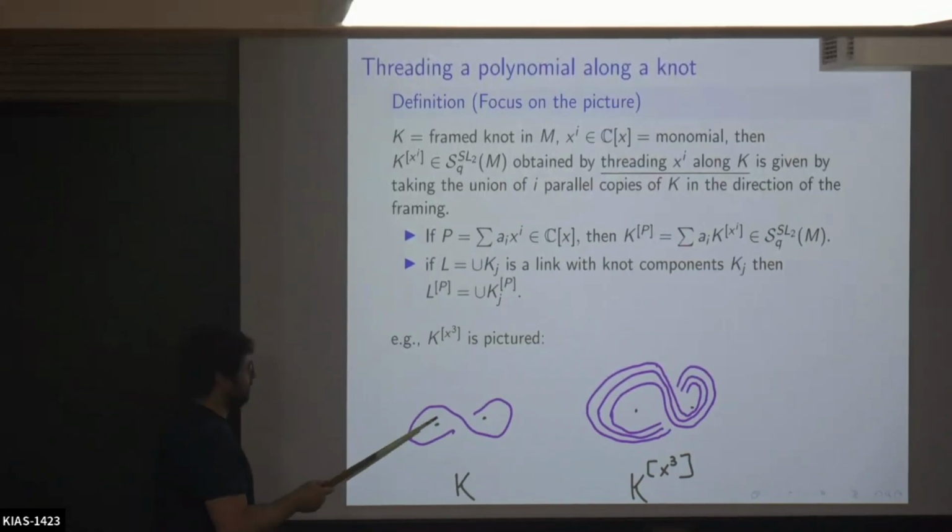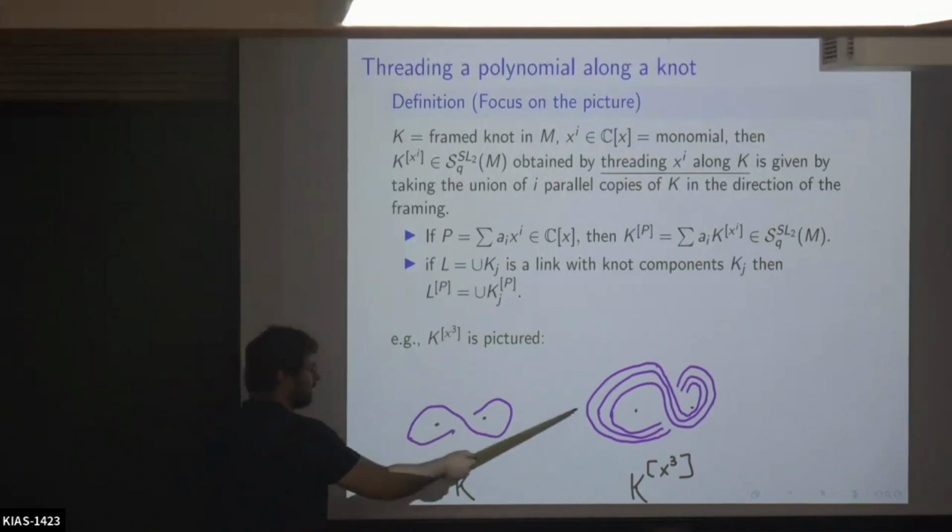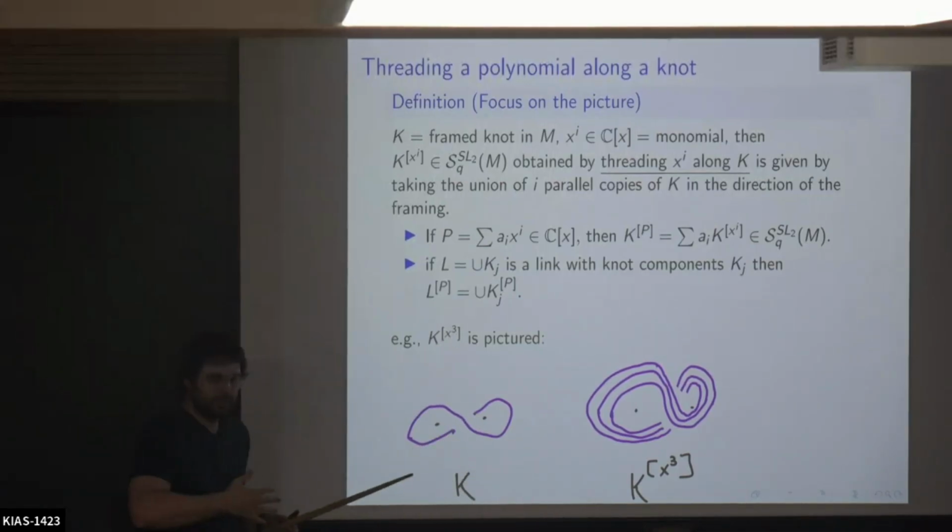So to thread a monomial along a knot, we just take the corresponding number of copies of that knot. And if you thread a polynomial along a knot, you'll have the corresponding linear combination of knots that corresponds to threading each monomial along the knot. And if you have a link, you can do the same thing to each knot in the link. I'll have an example in the next slide. But are there any questions before we go to the example?